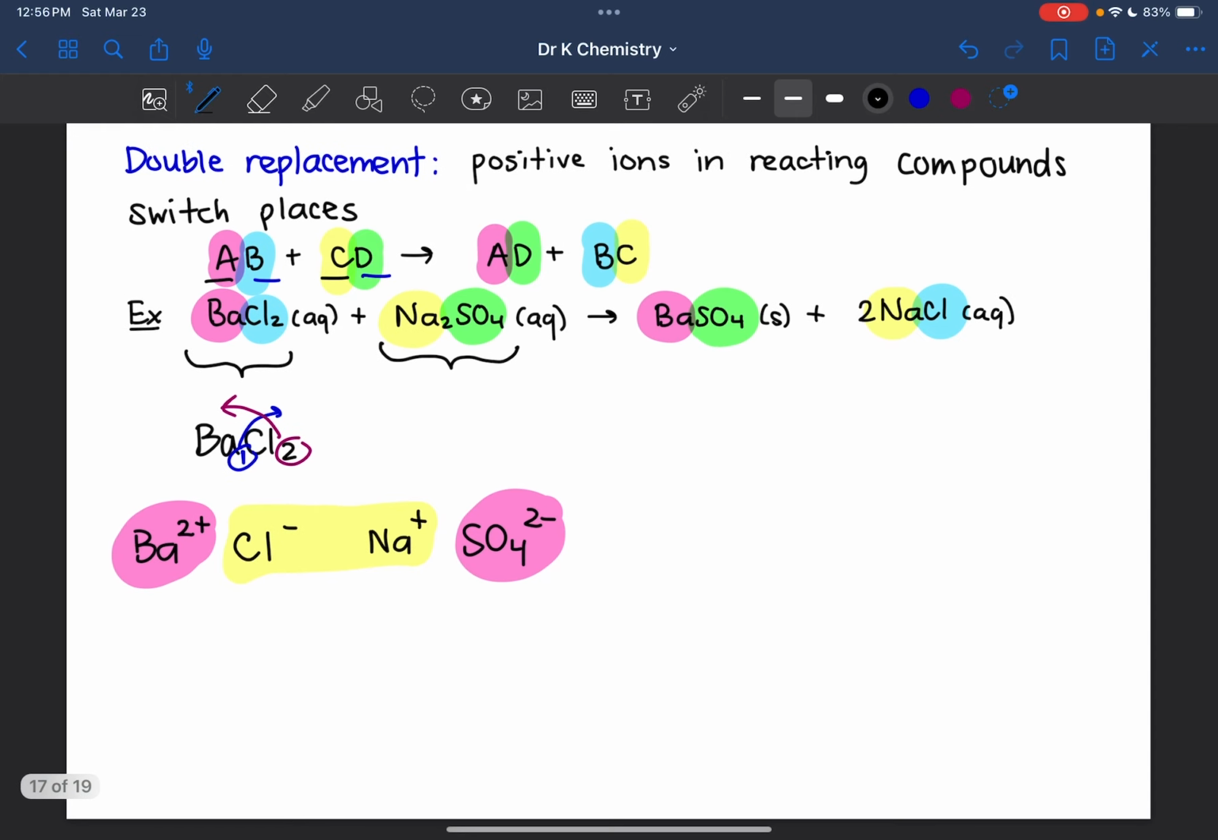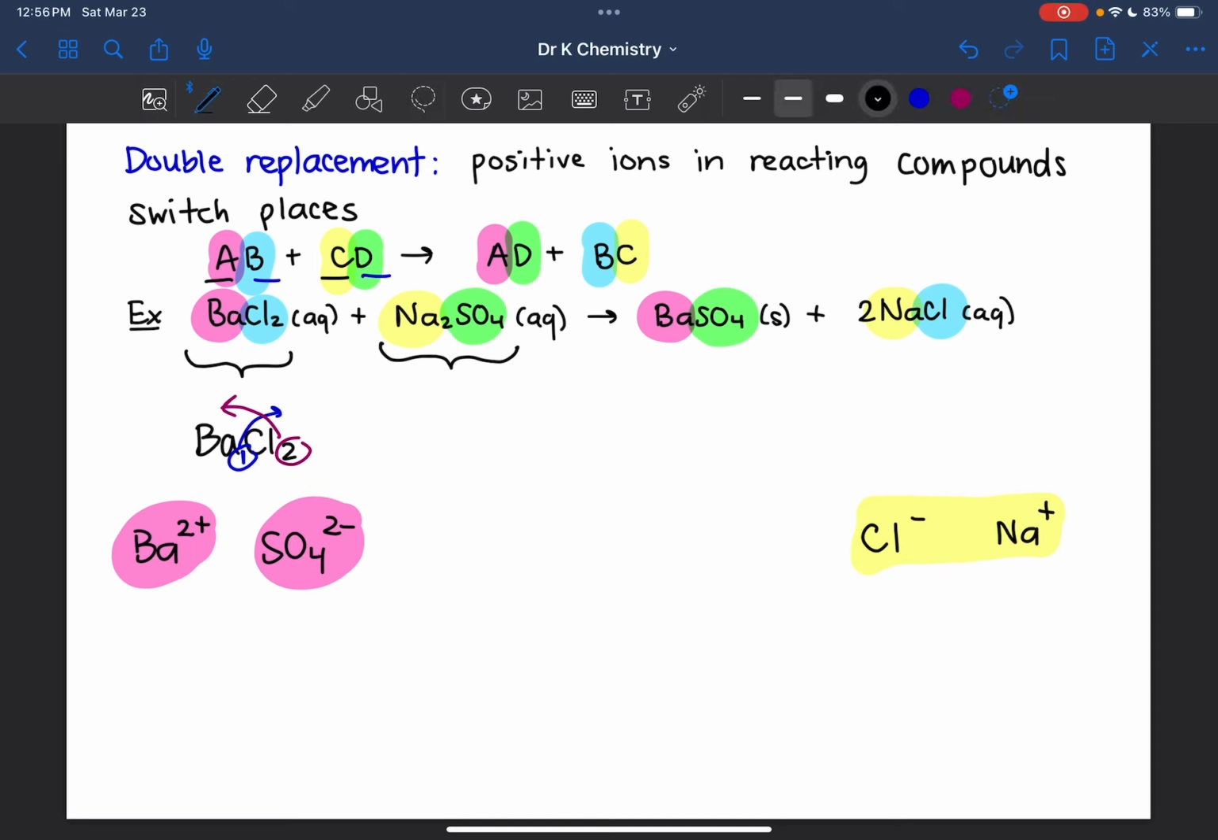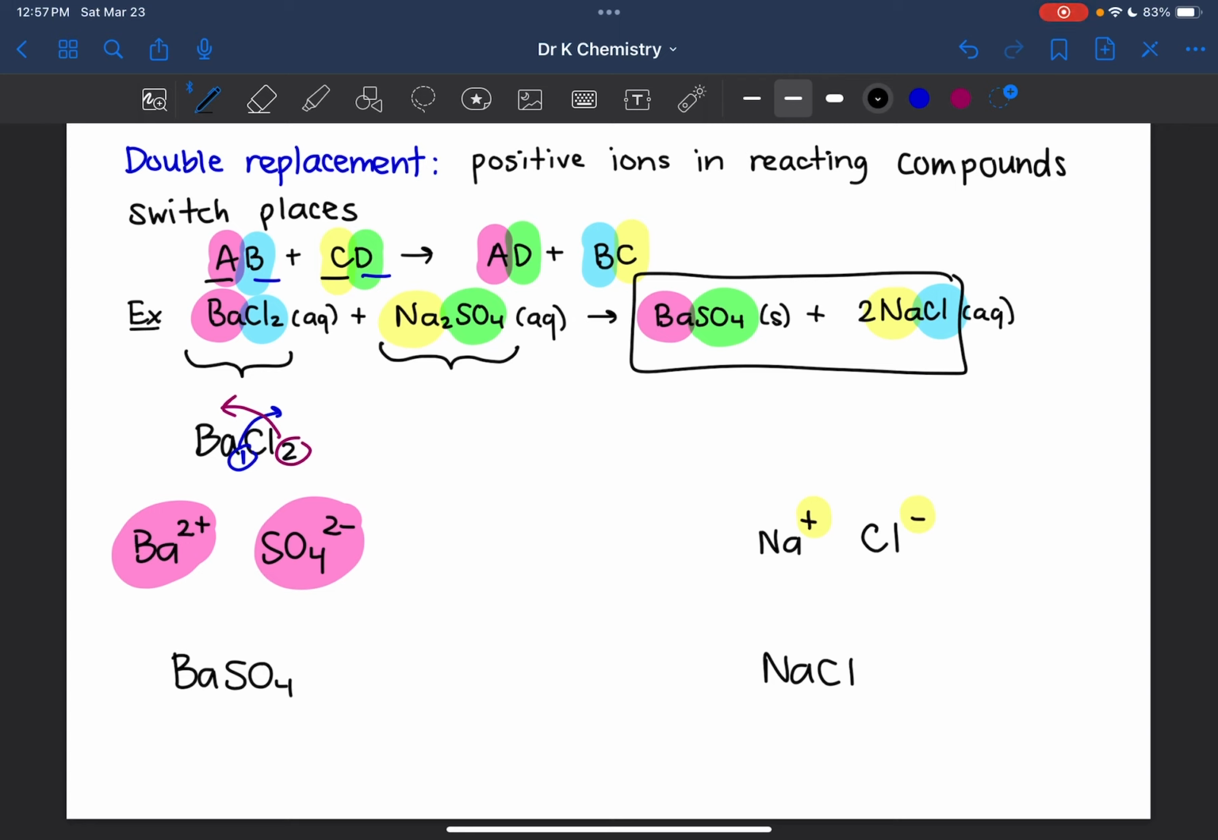So to make the products, we will take these ions and we will write new formulas. Well, if we look at barium and sulfate, the charges are going to cancel out. So that means when we write our formula, we can just write this as BaSO4. And same thing with sodium and chloride. The charges here are going to cancel out, so we could just write this product as NaCl. And that's where our products here come from. We are switching the order of the cations.